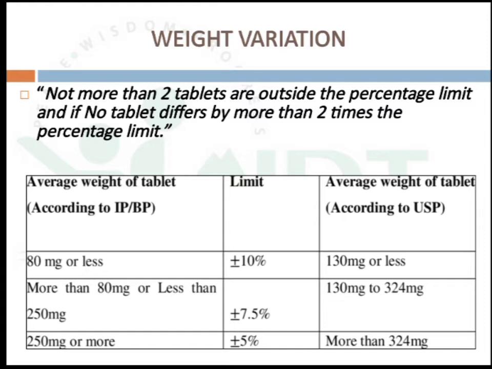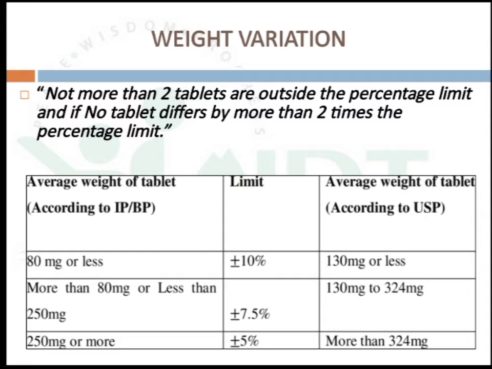In case of USP, if the tablet weight is less than 130 mg, 10% weight variation is allowed. If the tablet weight is between 130 mg and 324 mg, the weight variation limit is plus or minus 7.5%, and if it is more than 324 mg, plus or minus 5% weight variation is allowed. Which means if the tablet weight is 500 mg and the maximum weight variation allowed is 5%, that means plus or minus 25 milligram.